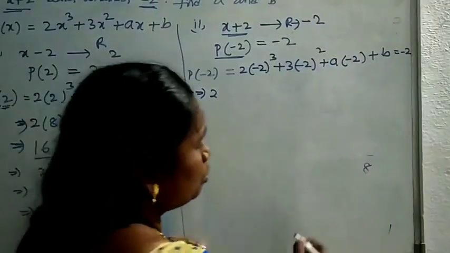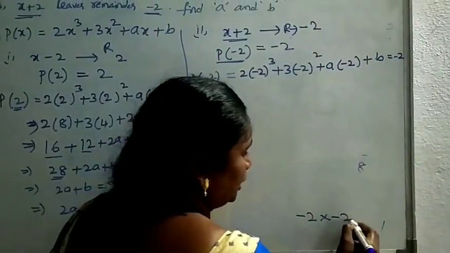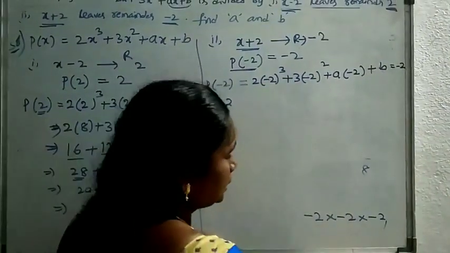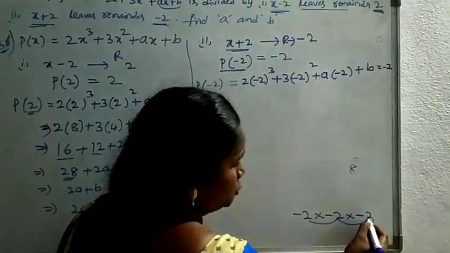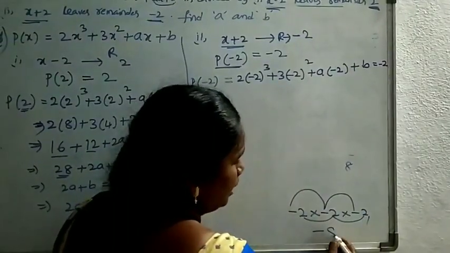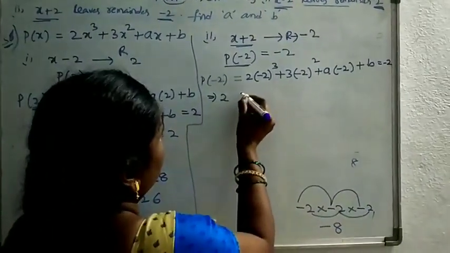2 into minus 2 cube. Minus 2 into minus 2 into minus 2. Minus 2 is multiplied 3 times. 2 2s are 4, 4 2s are 8. Minus into minus is plus, plus into minus is minus, so minus 8.